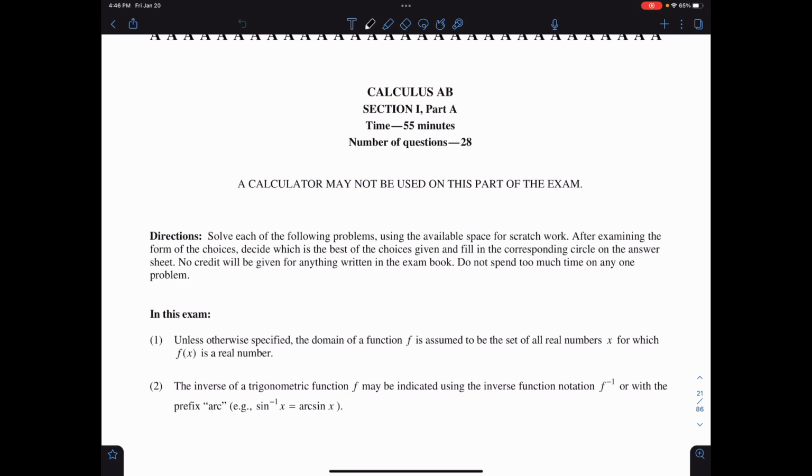This is a Calculus AB multiple choice solution guide. We're going to go through section 1, which has about 28 questions, and you may not use a calculator on this section.